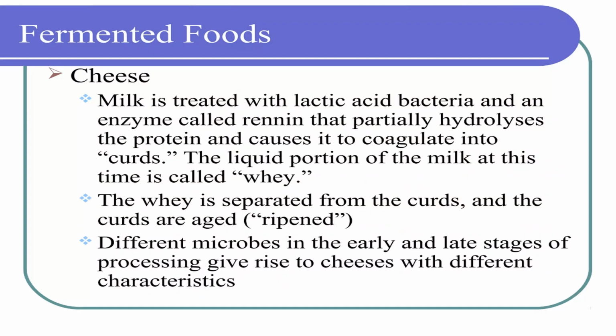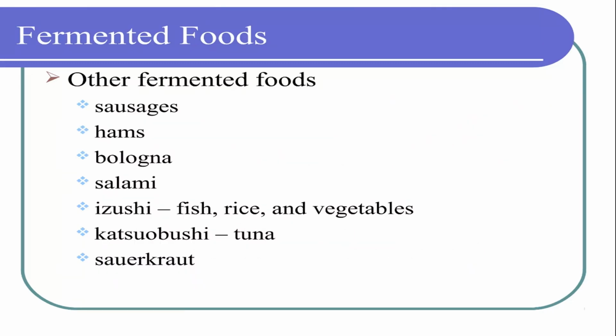Cheese. Milk is treated with lactic acid bacteria and an enzyme called rennin that partially hydrolyzes the protein and causes it to coagulate into curds. The liquid portion of the milk at this time is called whey. The whey is separated from the curds and the curds are aged, that is, ripened. Different microbes in the early and late stages of processing give rise to cheeses with different characteristics. Other fermented foods include sausages, hams, bologna, salami, fish, rice and vegetables, katsuobushi, which includes tuna, and sauerkraut.